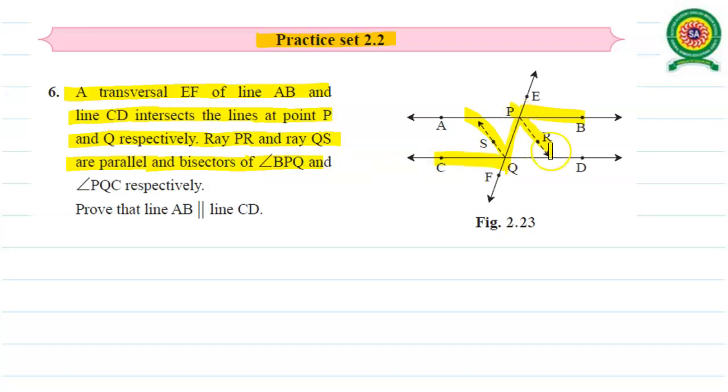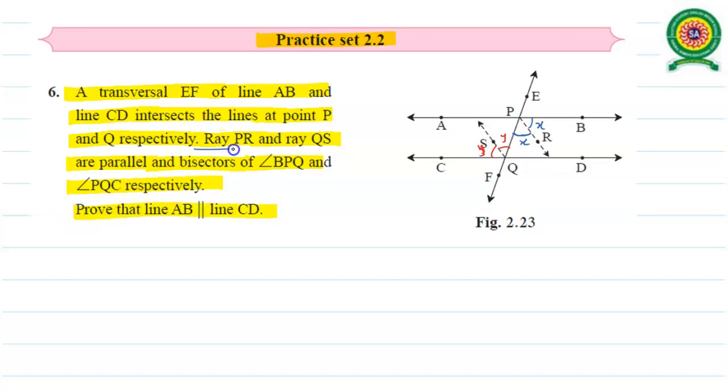So we have given ray PR as the bisector of angle BPQ and ray QS as the bisector of angle PQC. Once it is a bisector, it divides the given angle into two equal parts. So look here, suppose we have x and x as equal measures, and suppose these two angles have equal measures, y and y respectively. Now we have to prove that line AB is parallel to line CD.